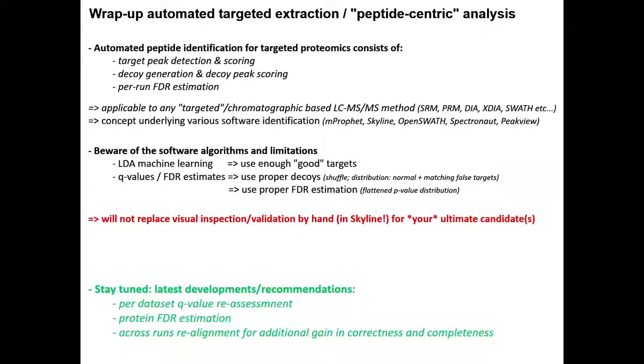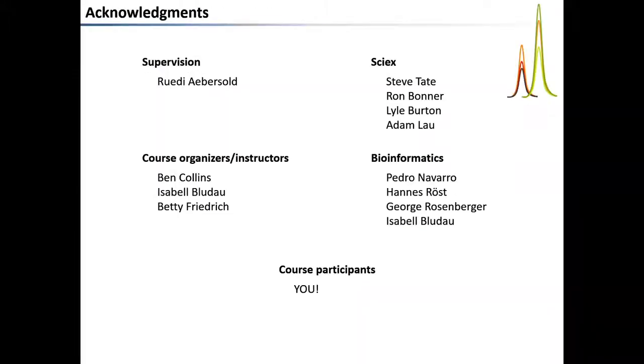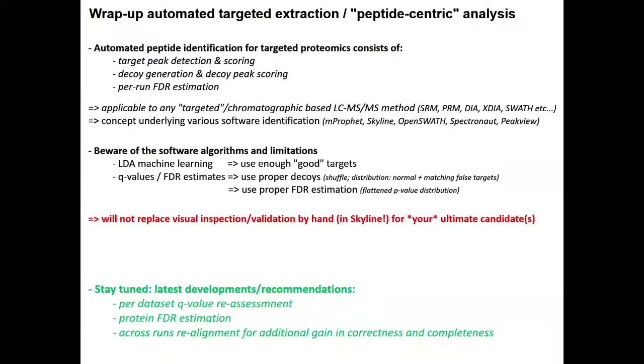And this is the next presentation from Isa. So I mentioned here the limitations. We have realized those in the last couple of years, and we worked hard to do a per dataset q-value reassessment. We now try to insist on doing protein FDR estimations in order to cope with the creeping of false discovery rates. We also advise doing a cross-run realignment in order to gain confidence in completeness of your data analysis. And this will be touched on by Isa in a second.